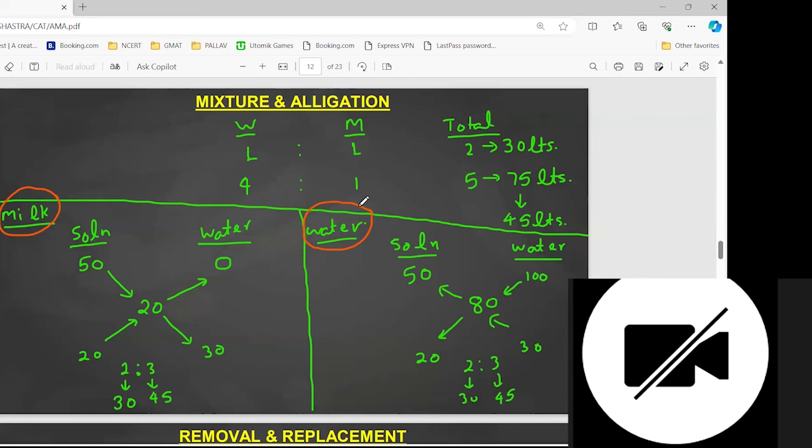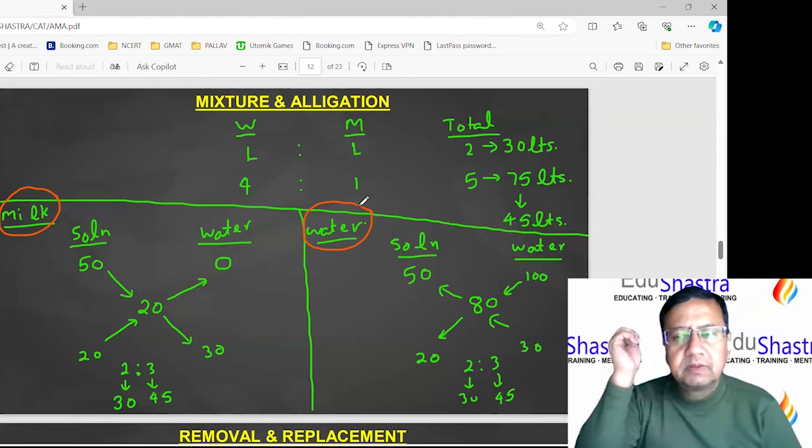Sir, can we replace the value of water and salt? Water and salt means?